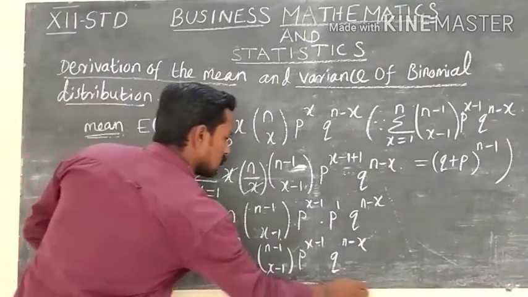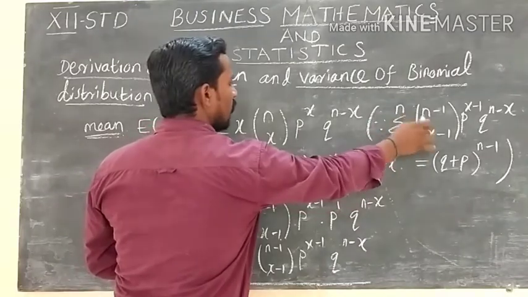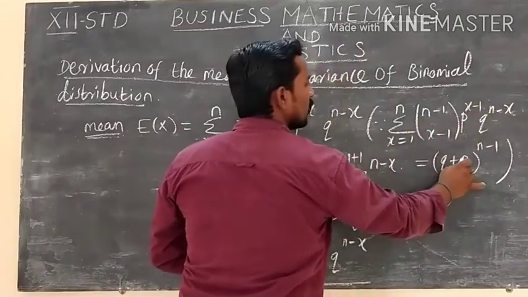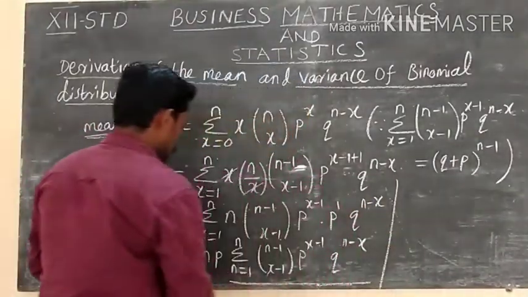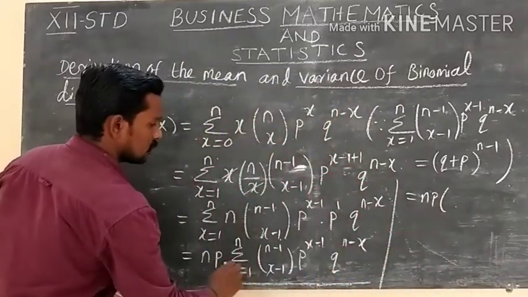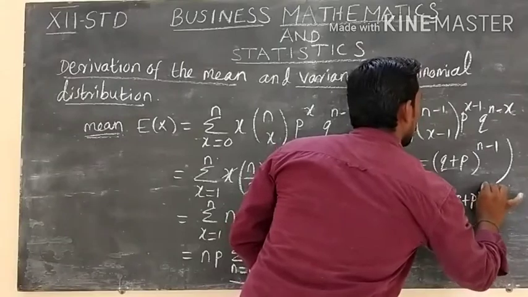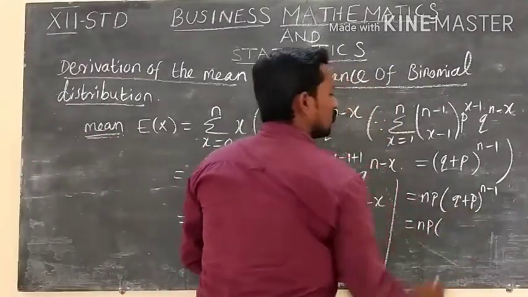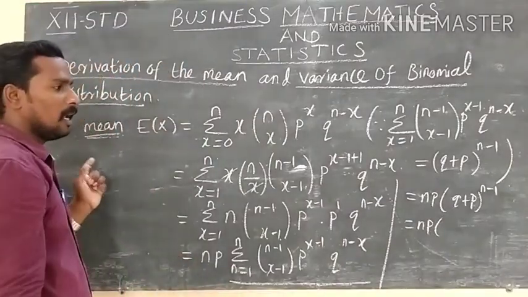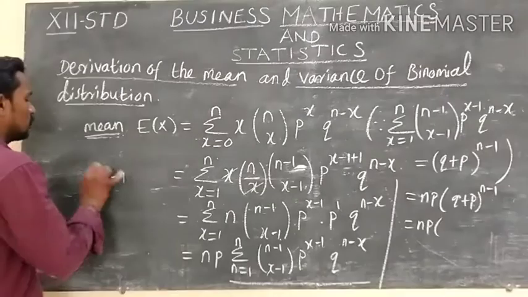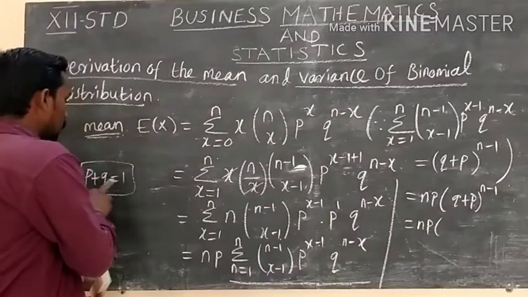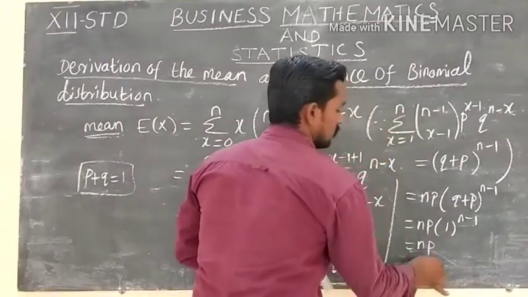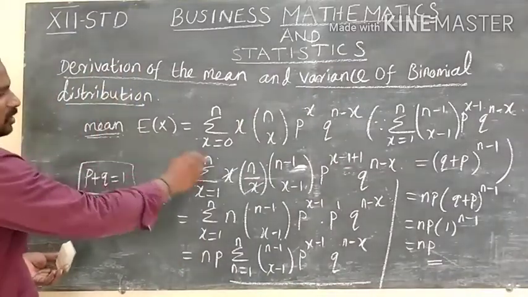We already took out the p and n. So now consider this portion. This is your formula: summation x is equal to 1 to n of n minus 1 C x minus 1 p power x minus 1 q power n minus x is fully equal to (q plus p) power n minus 1. So here we have np times (q plus p) power n minus 1. Then p plus q is equal to 1, this is your result from the binomial distribution. So applying 1 power n minus 1, 1 multiplied any number of times gives 1. So only np exists. So the mean of the binomial distribution is np.